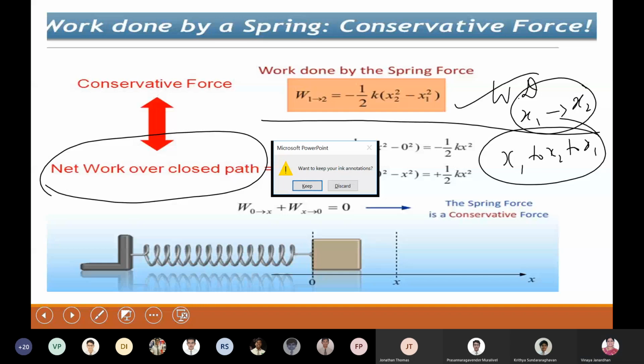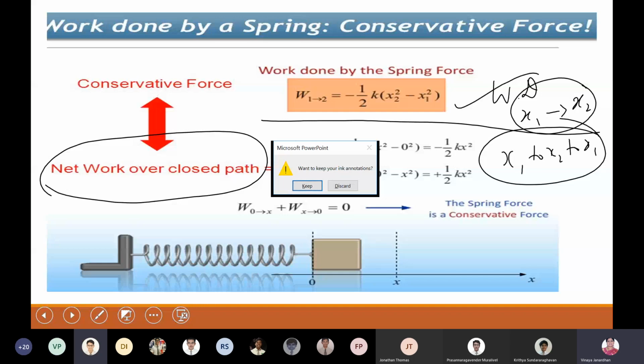Work done. Where you had minus k, so minus k into x2 squared by 2 minus x1 squared by 2, when the body moves from position x1 to x2. This is what we got in the last derivation.